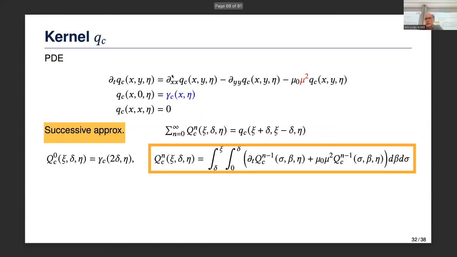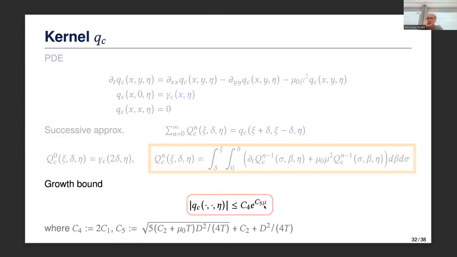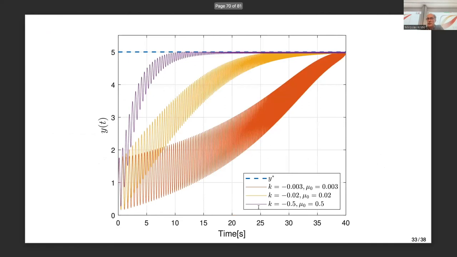And the third function, the third kernel, QC, is governed by this PDE, which cannot be solved explicitly because it has this input at the boundary condition. But it being of the Goursat form, it can be converted into a Volterra equation with two integrals using a successive approximation approach. And with that approach, one can get an estimate on this QC, which is again exponential in mu. In all of these exponentials of mu, the coefficients are different.